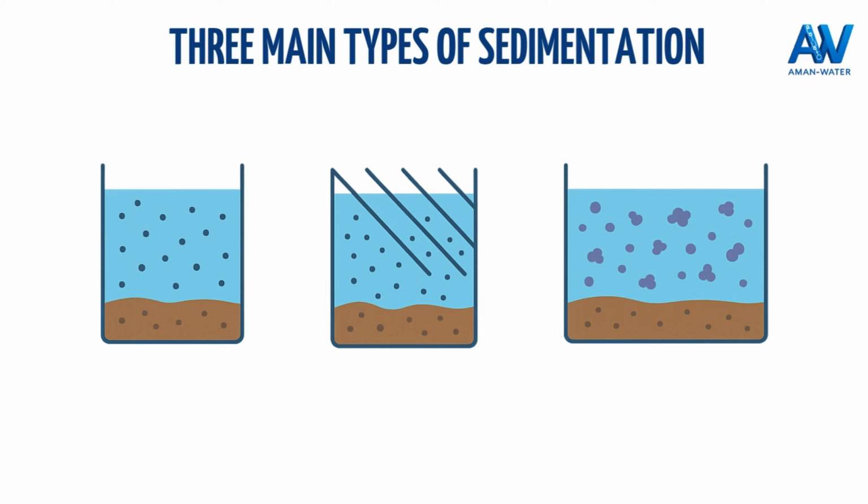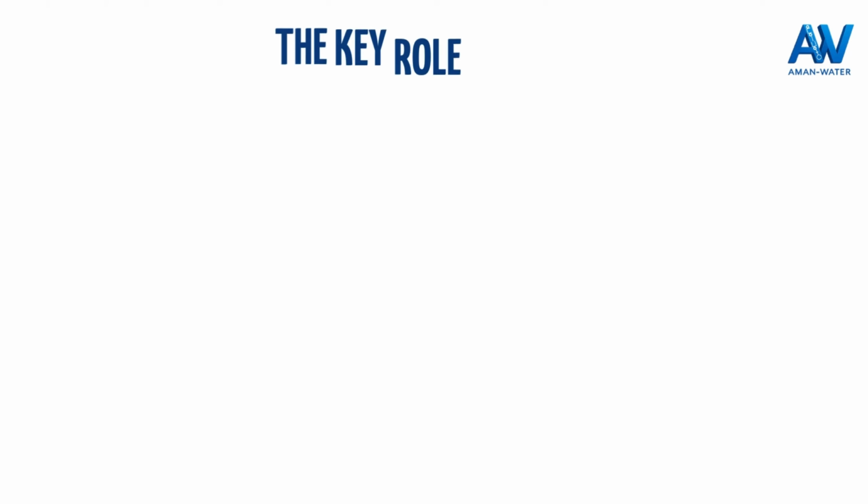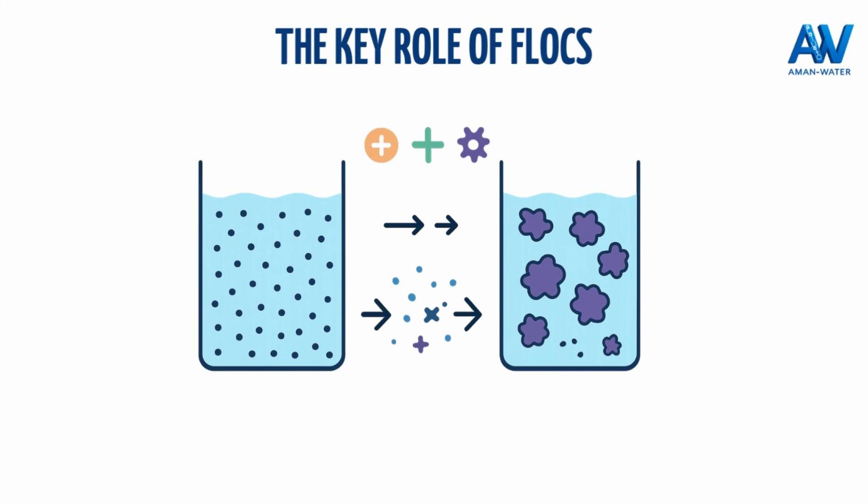Personally, I like lamellar sedimentation. It's like a slide for particles. But some particles are so tiny that they stay suspended. They're too small to fall on their own. That's where chemistry comes in. Coagulants neutralize the charges of fine particles. Flocculants make them gather into larger, heavier clumps, called flocs. It's like a party where everyone holds hands and ends up at the bottom of the pool.